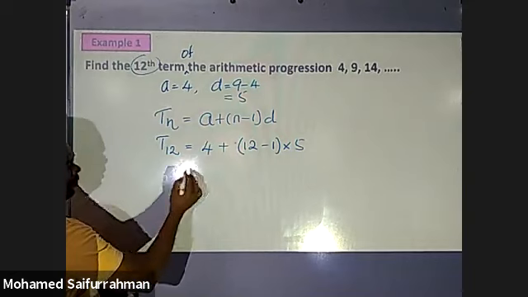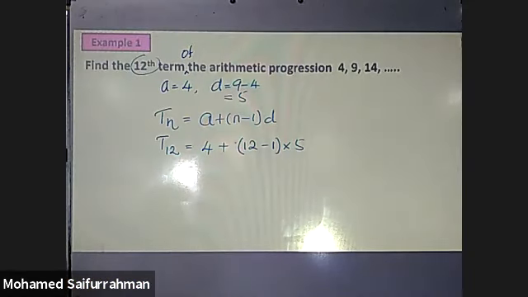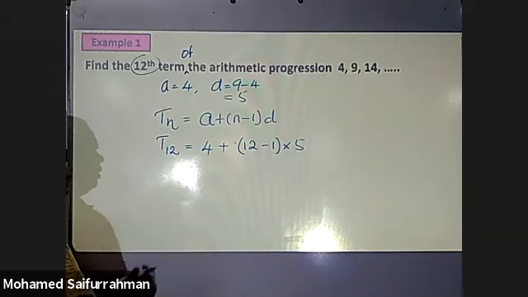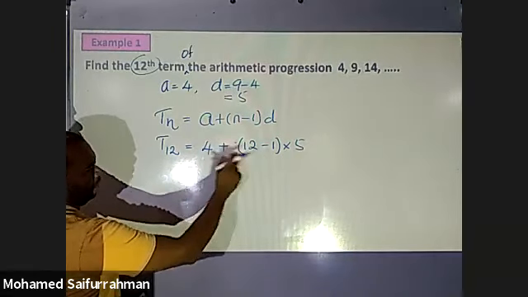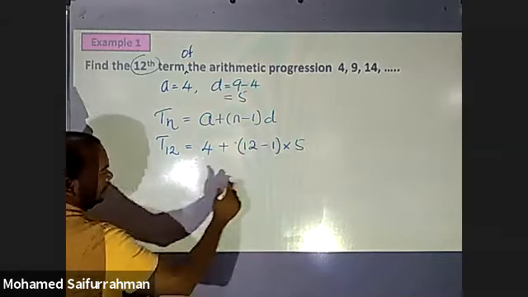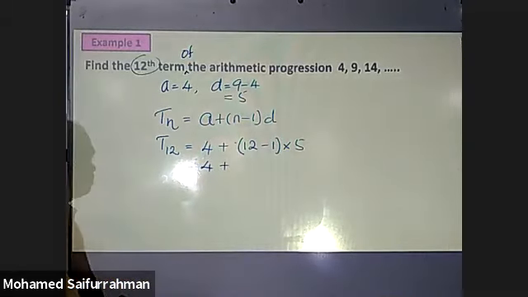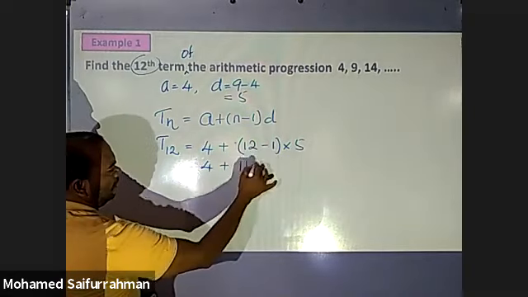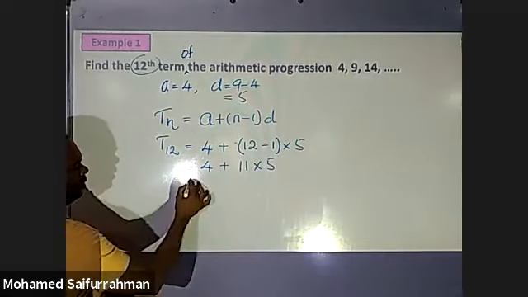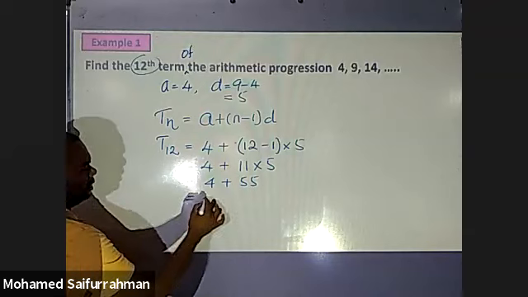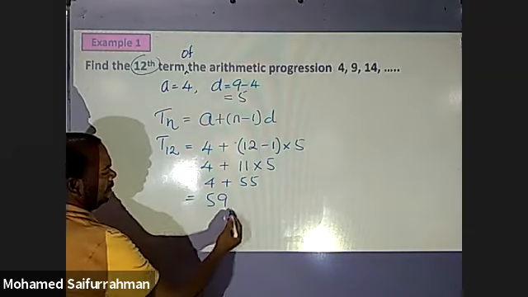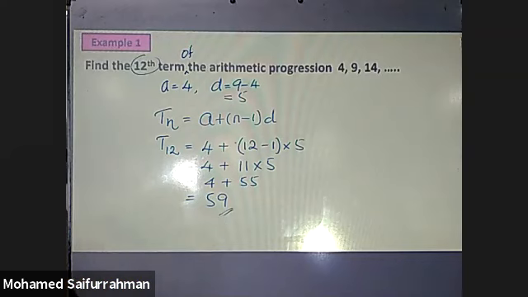When you are simplifying this, be very careful, because the error often made by students is that they try to add these two, but you can't add these two due to the bracket. So 4 remains the same. 12 minus 1 is 11. 11 times 5 is 55. So 4 plus 55, the answer is 59. This is how we solve the first type.